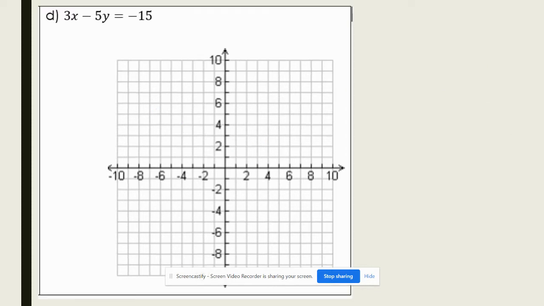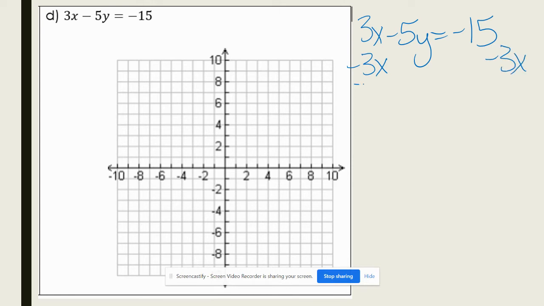Letter D. For letter D, y is absolutely not by itself. So I'm going to take those steps that we wrote on our notes. And the first step says to take the x and move it to the other side. This is a positive 3x. I'm going to subtract 3x to the other side. 3x minus 3x is 0. Please don't forget that negative in front of the 5.